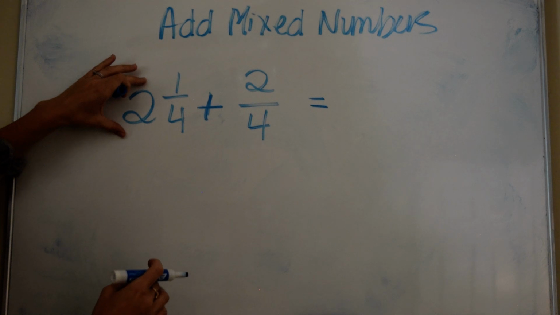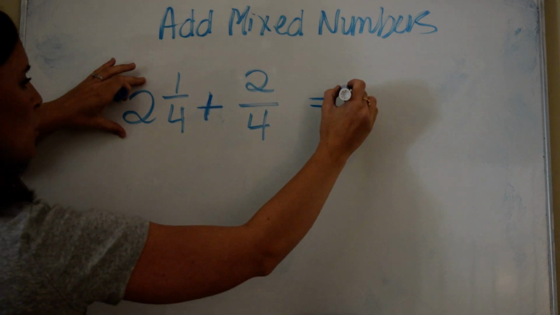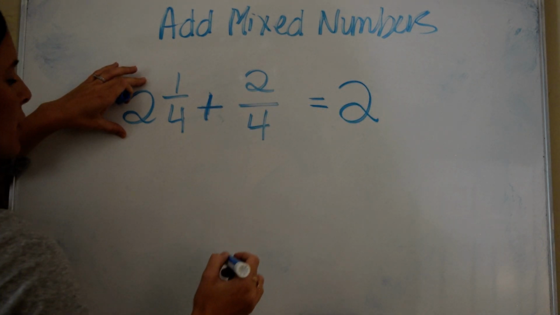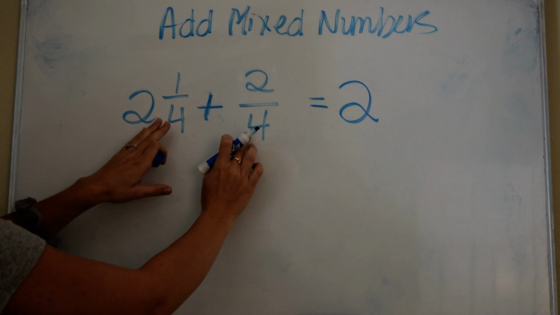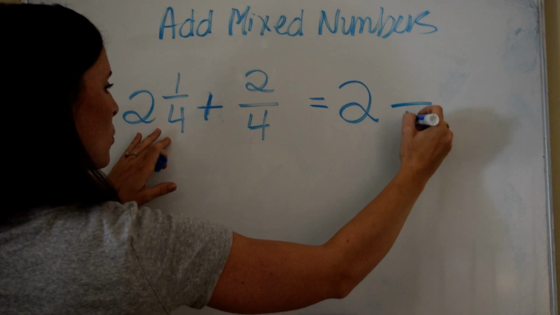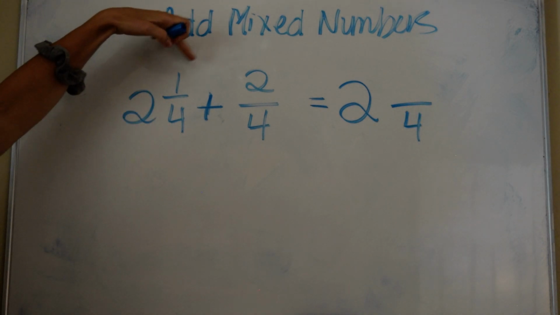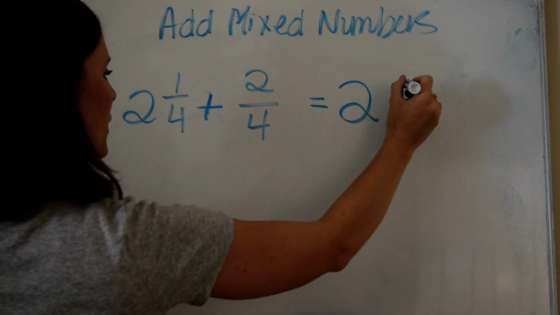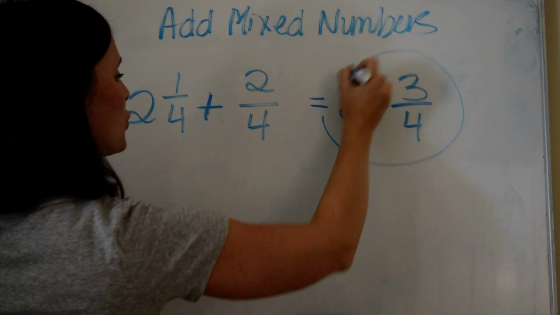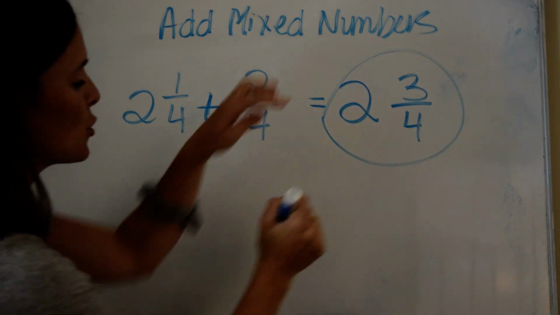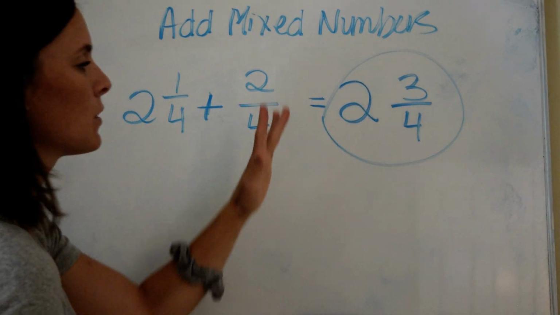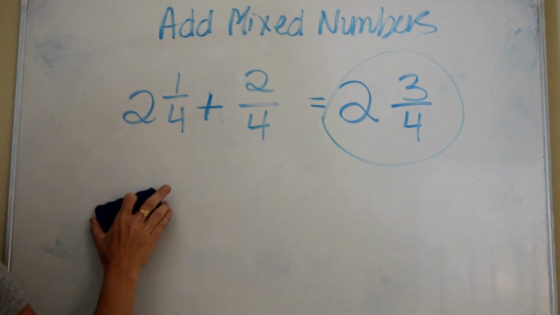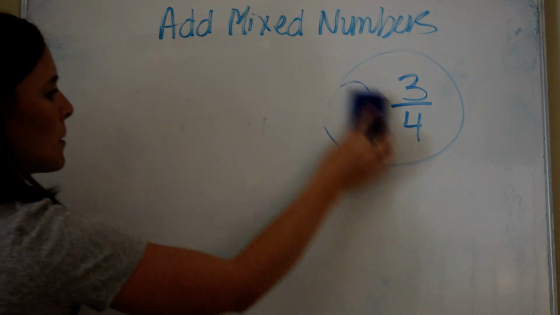I have a 2 whole over here, and I don't have anything over here, so my 2 whole will definitely be brought over. And now I'm adding 1/4 plus 2/4. Luckily the denominators are the same, so I know my 4 is going to be down here. And then I add the numerators. 1 plus 2 is 3. So my answer is 2 3/4. Please make sure that your fraction part is all the way simplified, and it is, so I can leave it as 2 3/4. Let's go ahead and see another example.